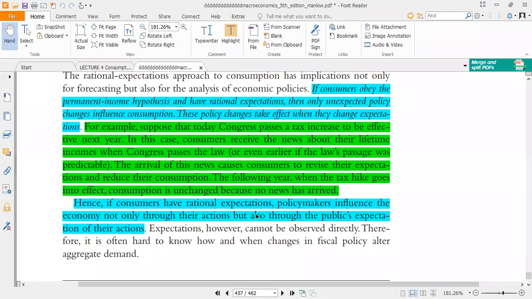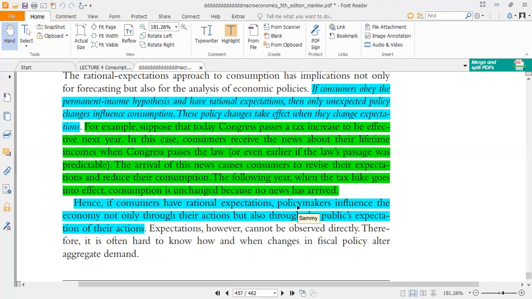If consumers have rational expectations, then policy makers will affect the economy not only through their actions. It's not just about the increase in tax that you are bringing, but you are able to affect the system through the public's expectations of your action. You want to increase tax. That is the action you want to take. Yes, that can affect the level of consumption. But the effect of the change in tax won't only work through the increase in tax, it will also work through the expectations of the consumer about the increase in tax.